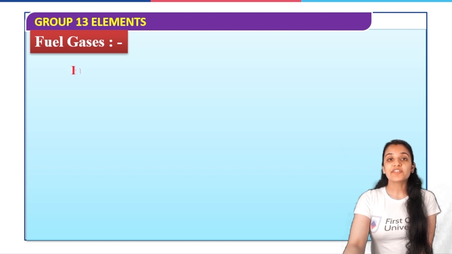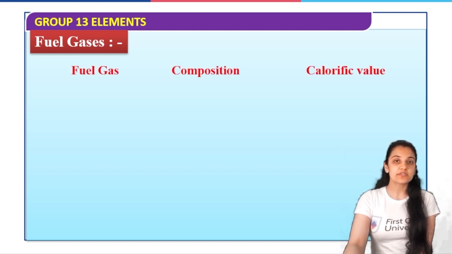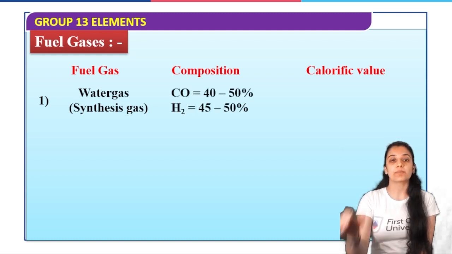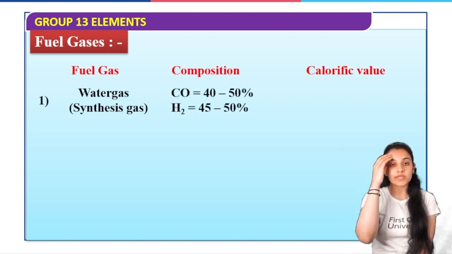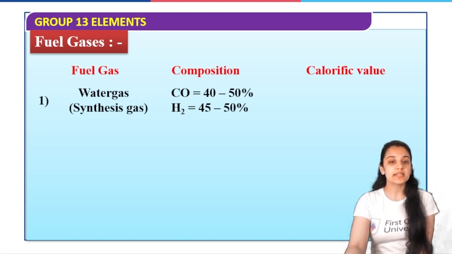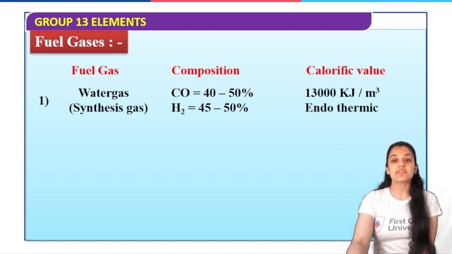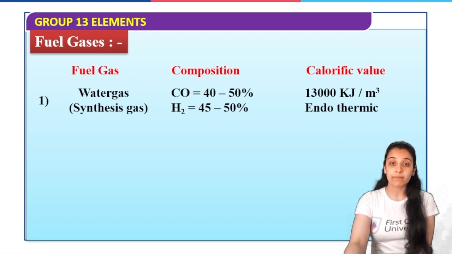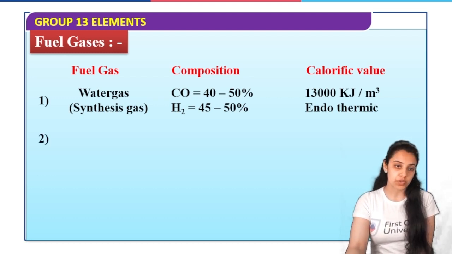Now, when I talk about fuel gases, let's look at various fuel gases, their composition and calorific values. Water gas, that is CO plus H2, which is also known as synthesis gas, has the composition 40 to 50% carbon monoxide and 45 to 50% H2. It has a calorific value of 13,000 kilojoules per metric cube, and it is an endothermic process.